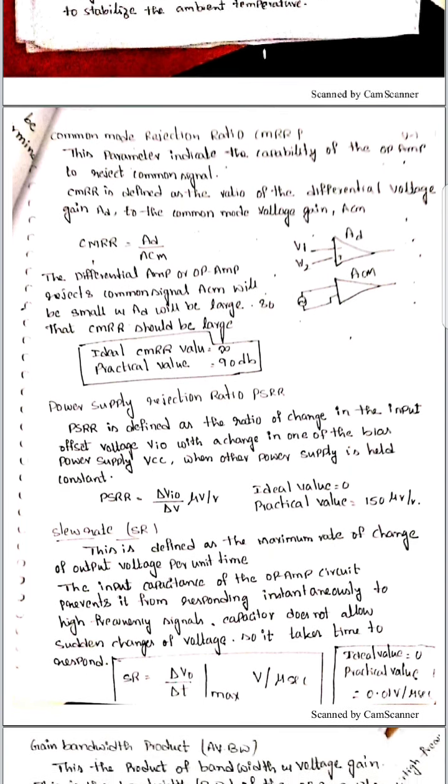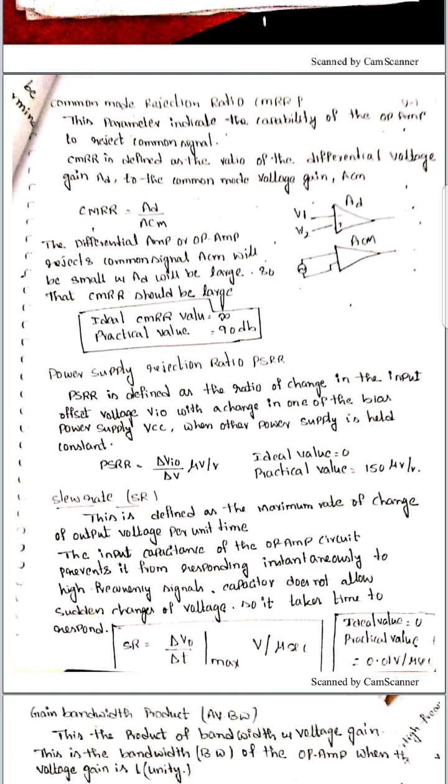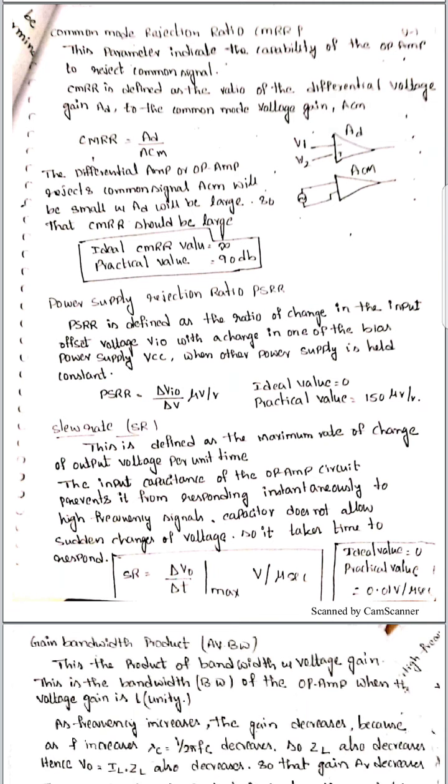Common mode rejection ratio. This parameter indicates the capability of the op-amp to reject common signals. CMRR is defined as the ratio of the differential voltage gain AD to the common mode voltage gain ACM. CMRR is equal to AD by ACM. The differential amplifier rejects the common signal, so ACM will be small and AD will be large. So CMRR should be large. Ideal CMRR is equal to infinity. Practical CMRR is equal to 90 dB.